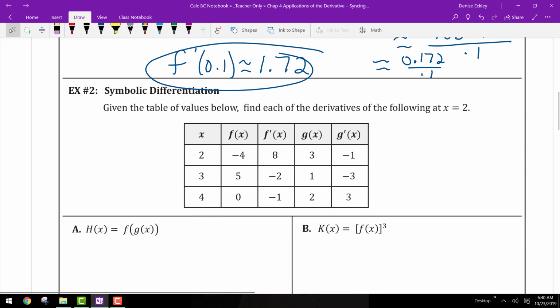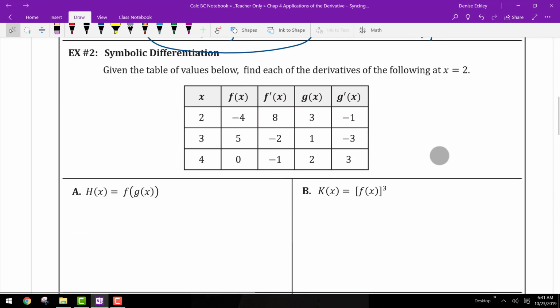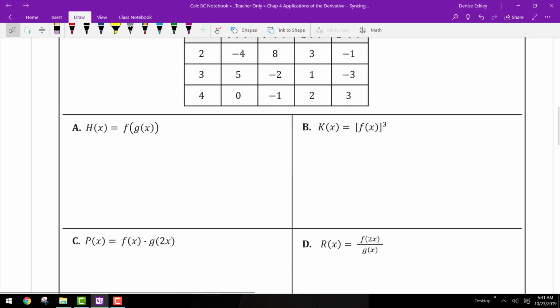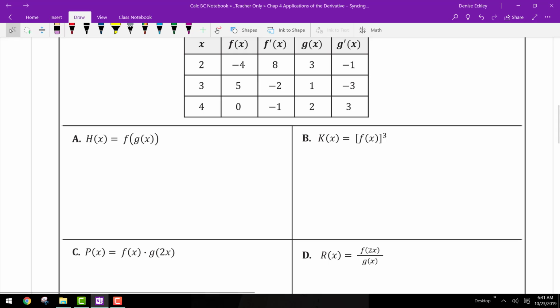Okay, now it's also possible that we can do it symbolically, and we've seen these kinds of tables before, tables that are defined for a function and its derivative at specific values for x. And what we want to find is the derivatives for a function that's made from f and g at the value x equals 2. So we're going to go through these. So I'm going to move this up here a little bit. So we can see the table. The first one, h of x, is f of g of x.